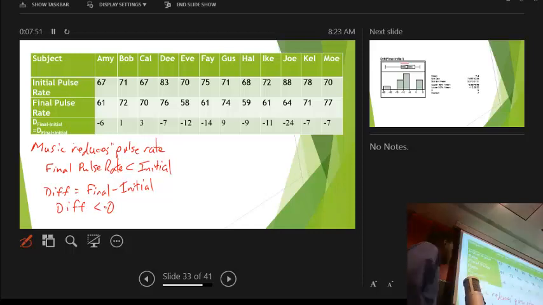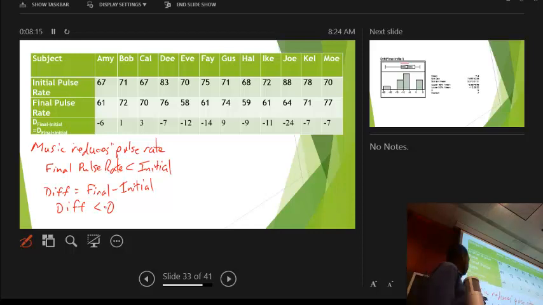So I'm thinking in this direction, right? If my final pulse rate is less than my initial, and the difference variable is final minus initial, then I'm going to say that this difference is going to be less than 0. Does that make sense? Okay.